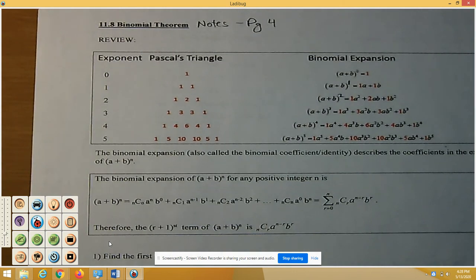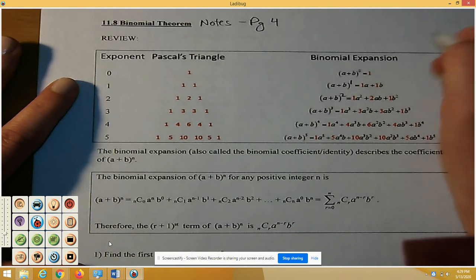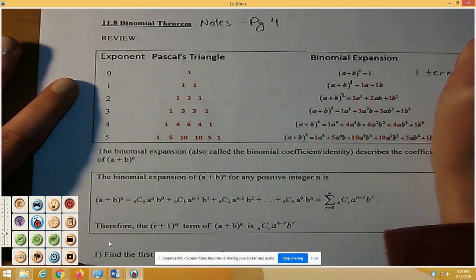In this video, we will be looking at the binomial theorem. So I'm going to piggyback off of the last video where we talked about Pascal's triangle and using that to do our binomial expansion. And just to review, this would be row 0. You would have 1 as your final answer, so one term. So this is one term.